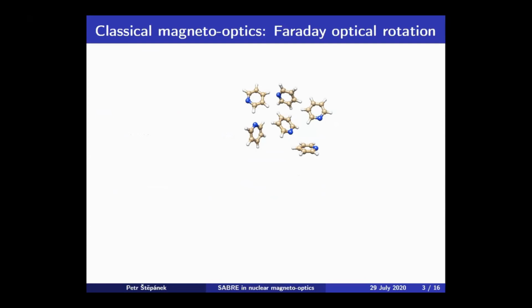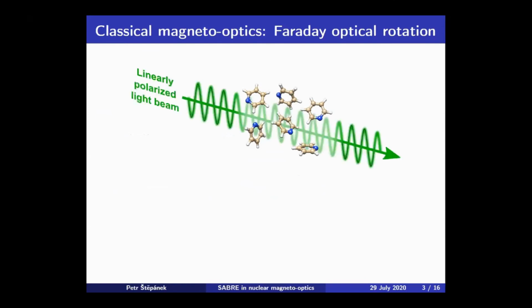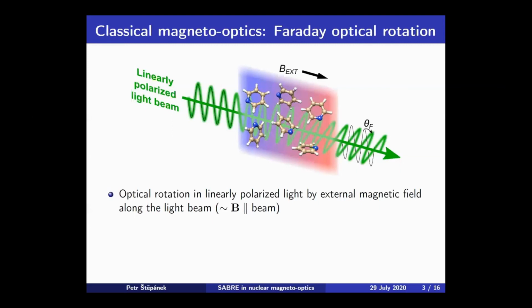Imagine we have a sample of isotropic liquid, for example, pyridine, like is shown here. And through this sample, we shine a beam of linearly polarized light. If the wavelength of the beam is far from the absorption band of the molecule, it will pass through the sample practically unchanged, and we would not observe any significant optical effects. However, if we also applied a magnetic field along the direction of the light beam, we would see that the plane of polarization actually rotates a little bit. This effect is known as Faraday optical rotation.